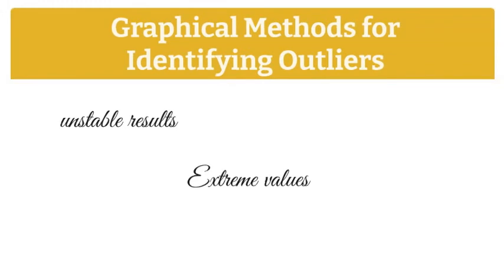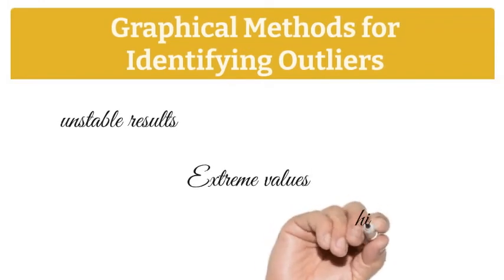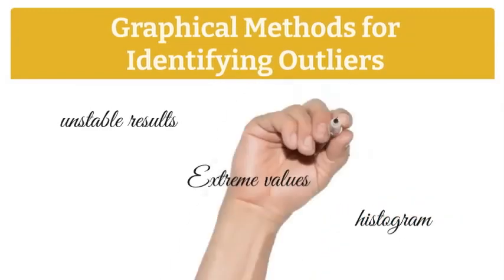Now, there are different graphical methods that can be used to identify outliers. Some of them are, for example, the histogram. Another one is the scatter plot. And we also have the box plot.